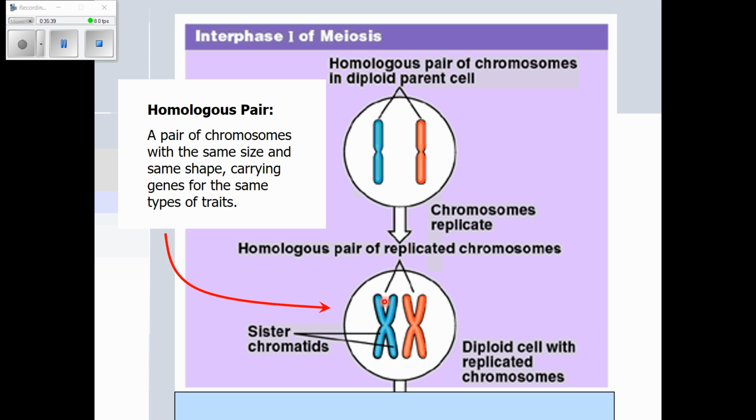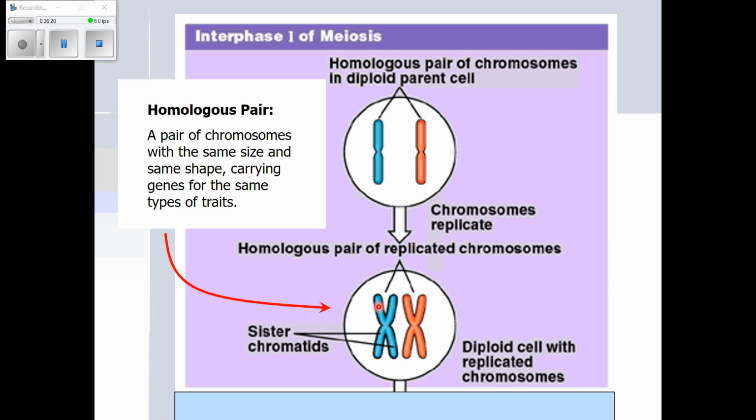But for every chromosome that was passed down to you in the sperm cell, there is a corresponding chromosome that was passed to you in the egg. And we refer to these pairs of chromosomes as homologous pairs. This is a homologous pair of chromosomes. What does that mean? It's a pair of chromosomes with the same size and the same shape, and they both carry genes for the same types of traits.